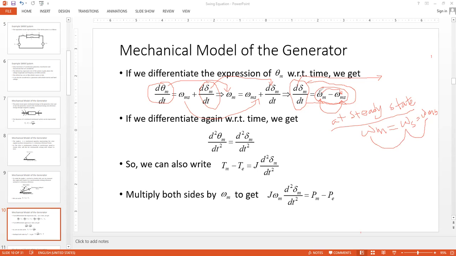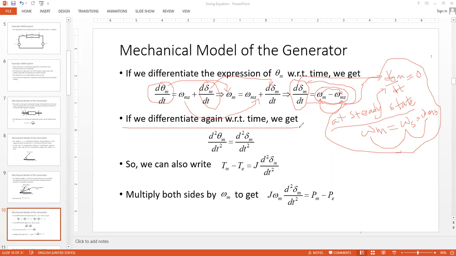So basically, at a steady state, you don't have any d delta m over dt. So d delta m over dt would be 0 at a steady state. You can also explain this in this manner. However, under a dynamic or transient situation, omega m would be different from omega ms, and accordingly, you can expect some non-zero value of d delta m over dt. That means there will be some changes in the delta m value.